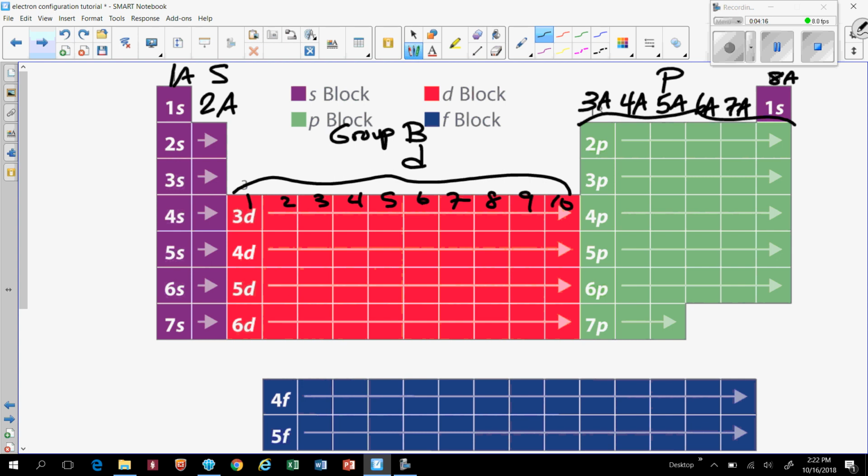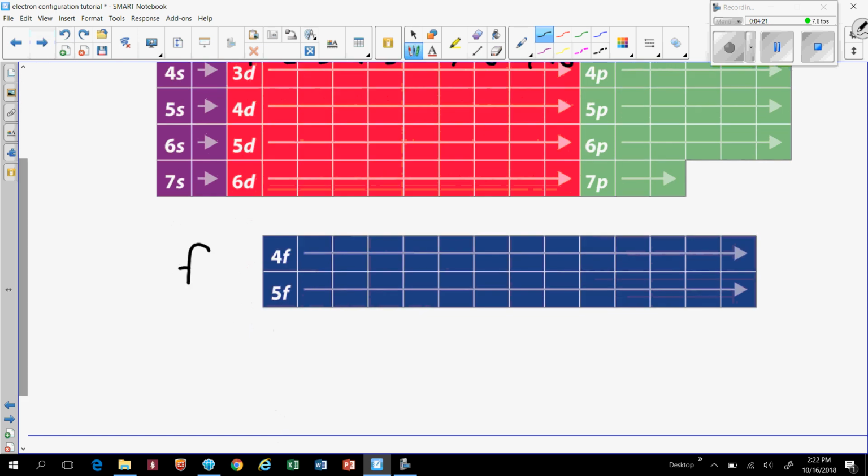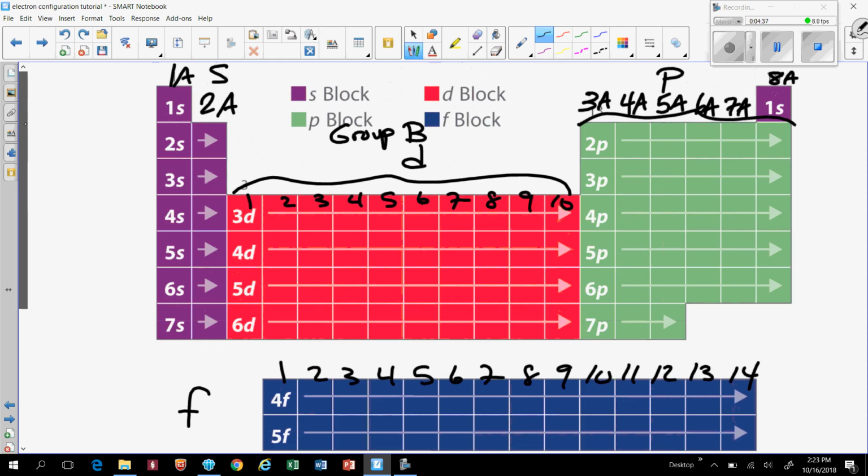A block and a sublevel are the same thing. When we come down to these bottom 2 rows, this is our F sublevel. Notice if we count the elements in the groups, 1, 2, 3, 4, 5, 6, 7, 8, 9, 10, 11, 12, 13, 14. And again, that's because the F sublevel holds 14 electrons. So whereas our periods, our horizontal rows, are the energy levels, this is period 1 going this way, period 2, period 3, period 4, period 5, period 6, energy level 6, period 7, energy level 7. Those periods are the energy levels.